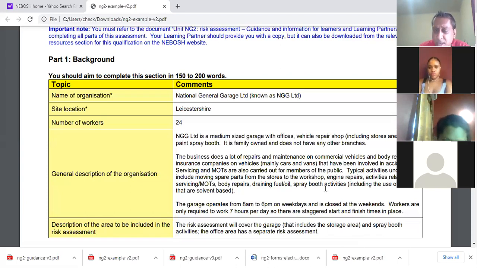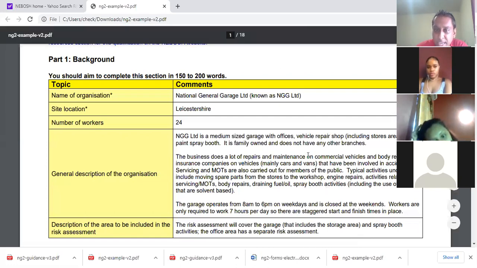I'm seeing a spray booth. For those who don't know, a spray booth is actually a place. It's not just an activity. A spray booth is a room that has been designed for you to spray in, right? So having discussed maybe about 3 areas or 3 locations, you now have to give a description of the area to be included in the risk assessment.